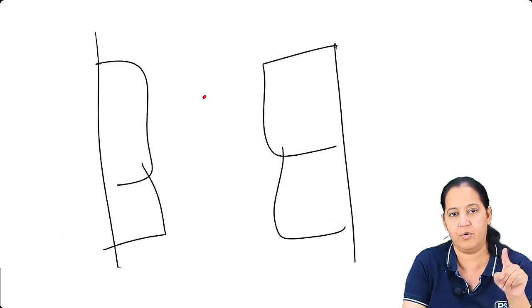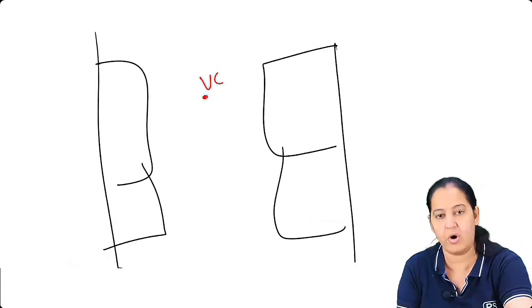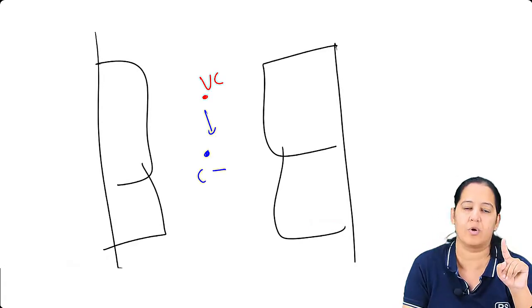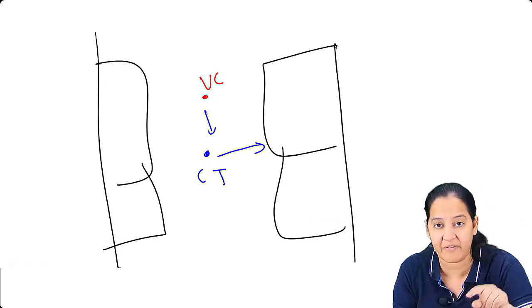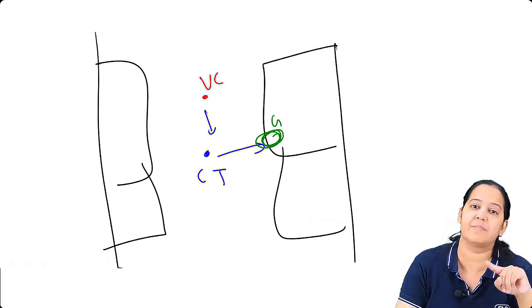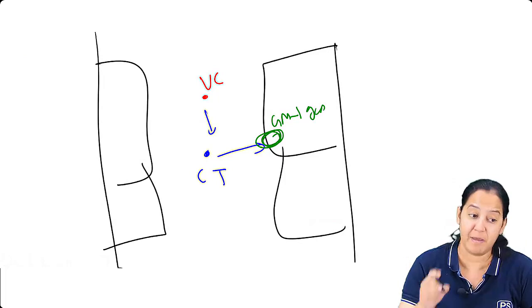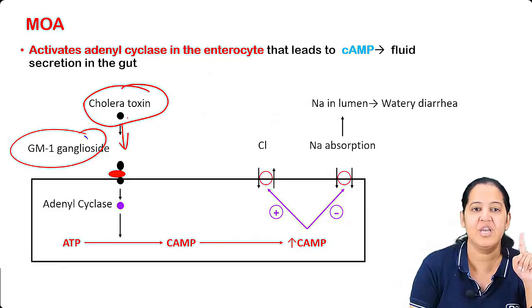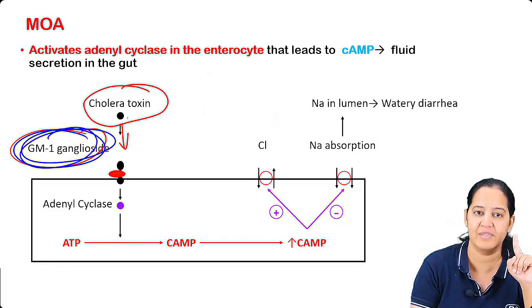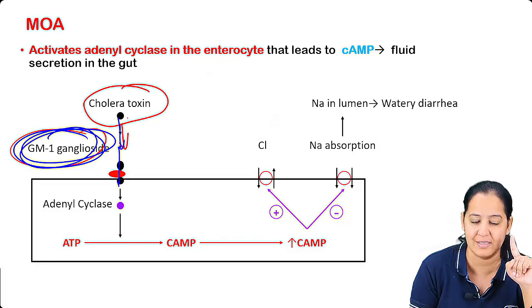These are the intestinal cells. This is Vibrio cholerae. Vibrio cholerae secretes a toxin, the cholera toxin. This cholera toxin enters the enterocyte with the help of a receptor. The name of the receptor is GM1 ganglioside. It is a PYQ. Please learn it. Via this GM1 ganglioside, the cholera toxin enters inside.